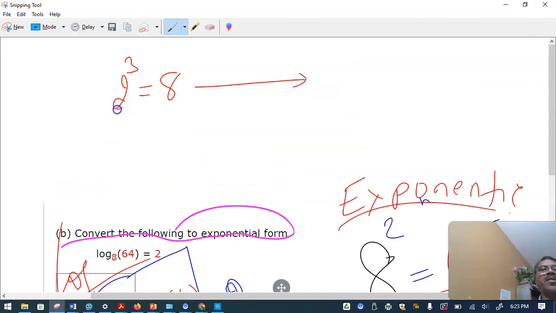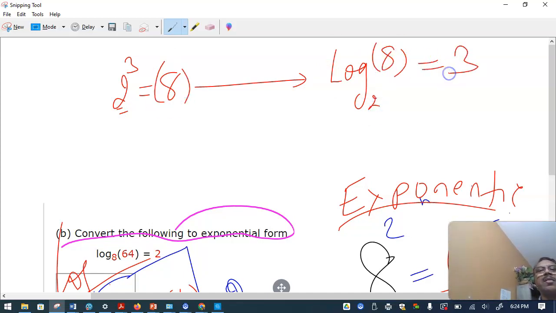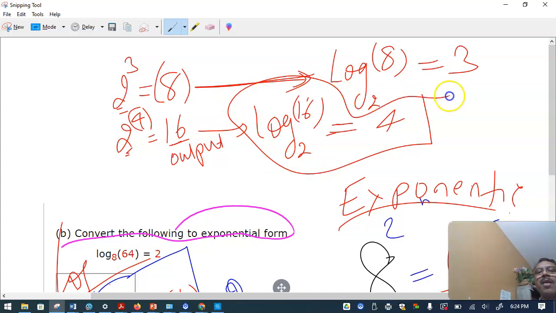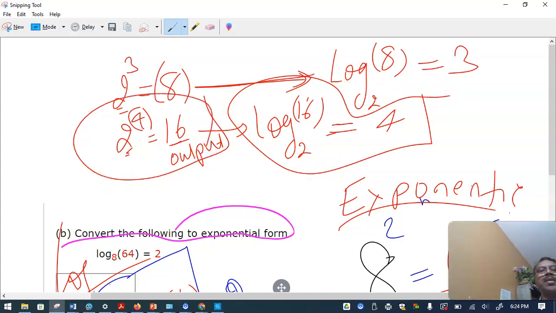we write, okay, the base is 2, so I'll put a logarithm to the base 2 of this 8 is 3. This is all that means. If I write 2 raised to 4 is 16, I just write logarithm with base 2, and the answer is 16. So this is the output. The output becomes the input here, 16, and the input which is here becomes the output. That's all you remember. This is so simple to understand.